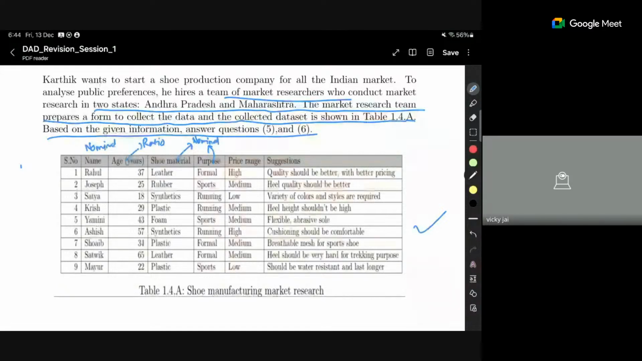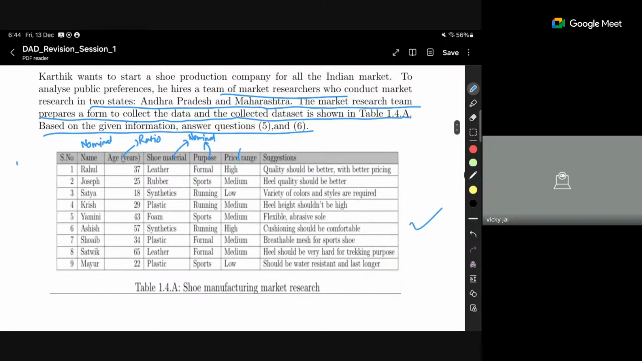And price range: here we can see an order, right? Lower price, medium price, or higher price. So there is an order in between, so this is an ordinal scale.